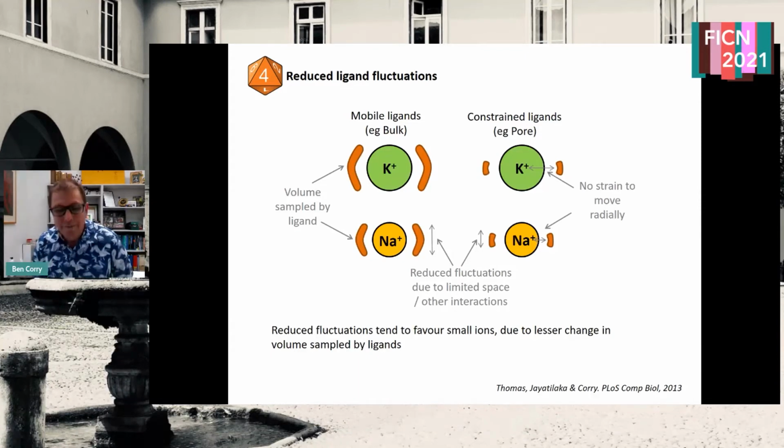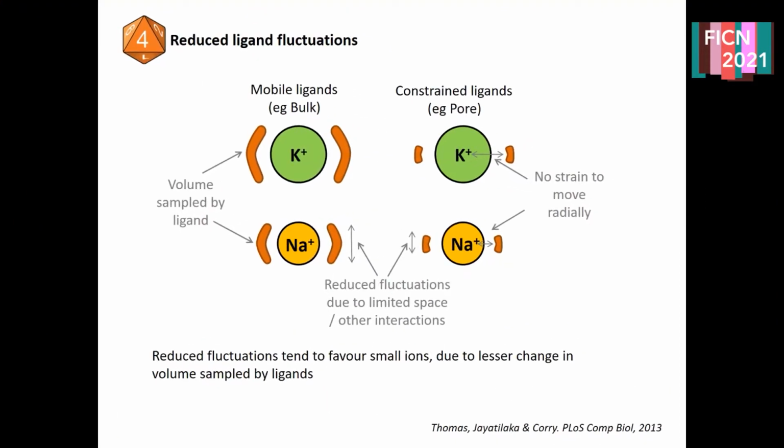Okay, now the fourth mechanism I want to introduce is the last of those that's related to the shape and structure of the pore or the cavity itself. And this is one that I call the reduced ligand fluctuation mechanism. And it's perhaps a little more subtle than the last two.